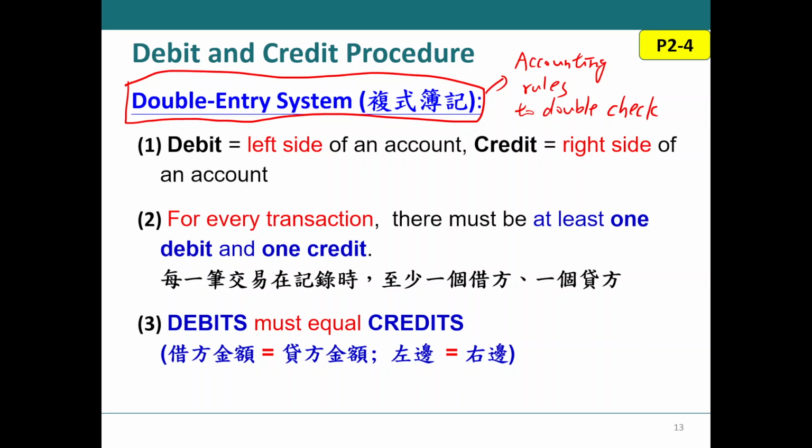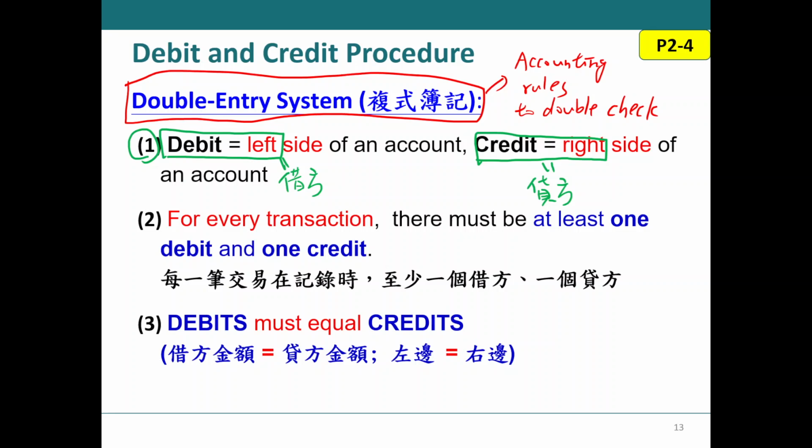Okay, so how to double check whether you did the right thing or not? First, remember, debit means left, no more, no more. Debit means left. Okay, this is the only one meaning. Debit means left, means 借方. No more meanings. Okay, credit means right, means 贷方. Okay, so first rule told you is left or is right. Told you the directions.